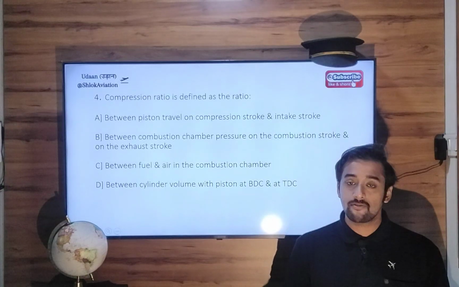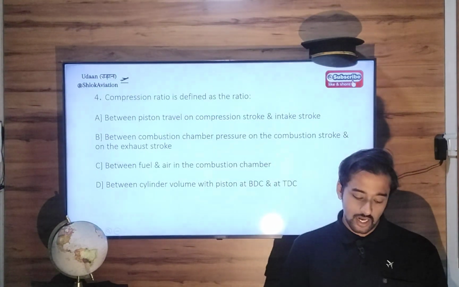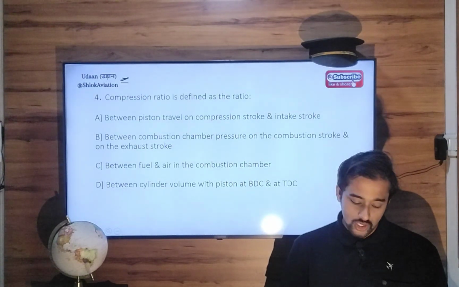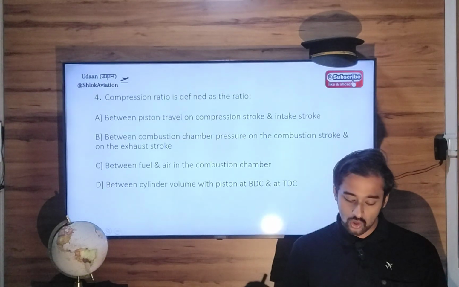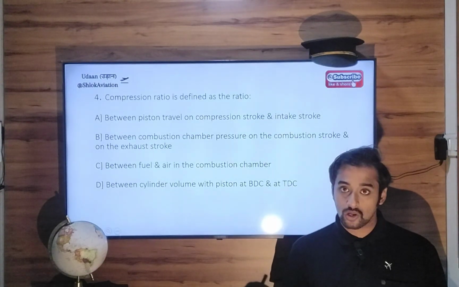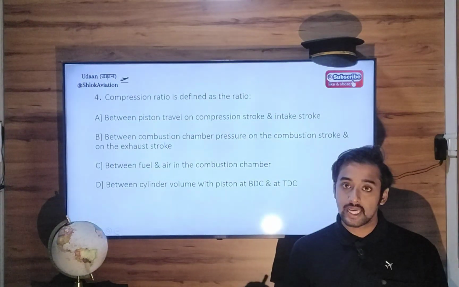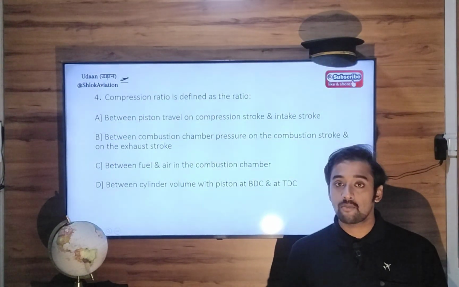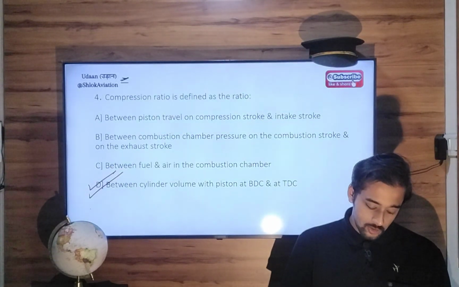Next, compression ratio is defined as what? Compression ratio is defined as the ratio between piston travel on the compression stroke and intake stroke, between combustion chamber pressure on the combustion stroke and on the exhaust stroke, between fuel and air in the chamber, between cylinder volume when the piston is at bottom dead center and top dead center. So option D is the correct option.